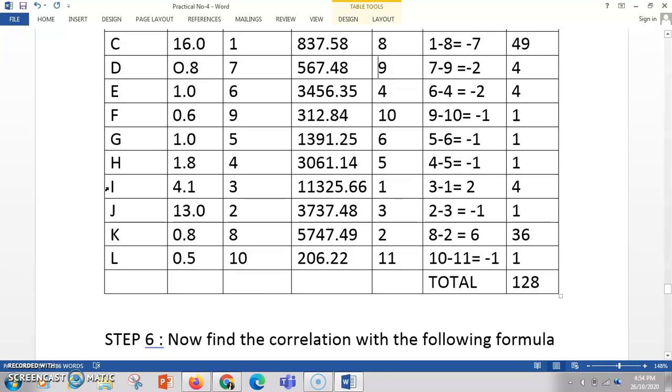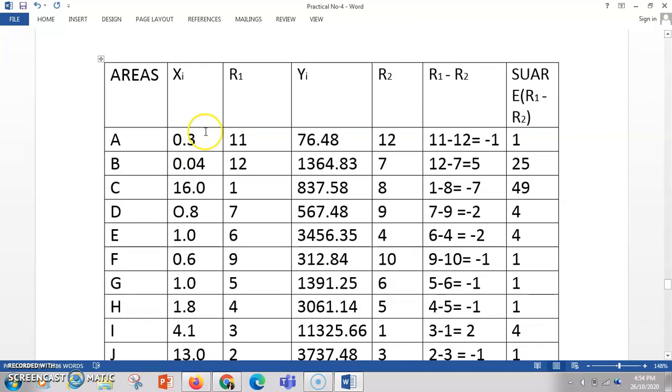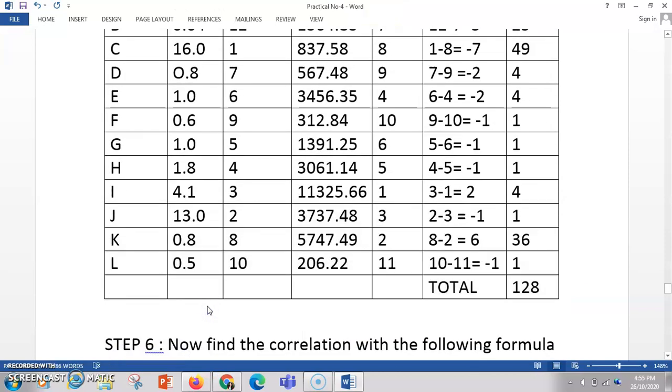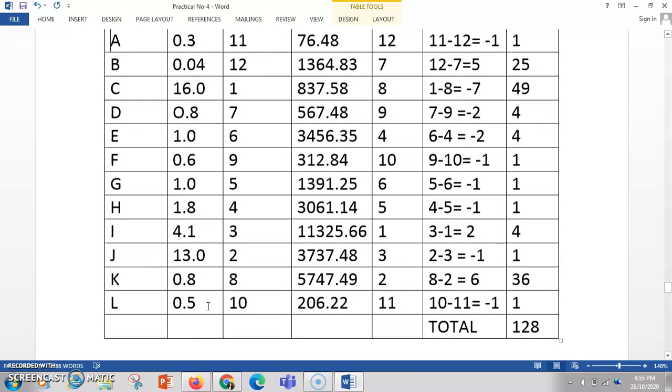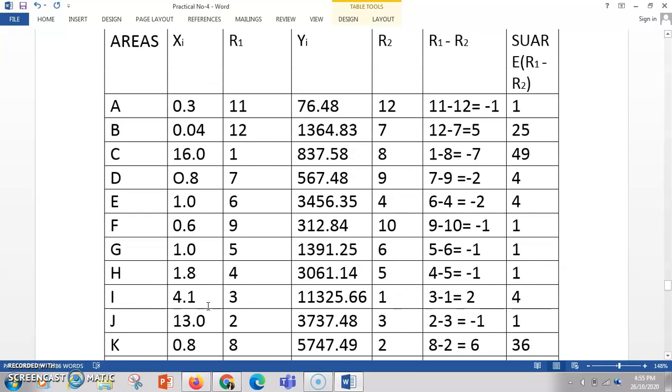Okay, now you can see that the XI, that is area under permanent vegetation or cultivation. So this is XI. The highest value here is 16.0. So I have ranked it 1. Okay. The second highest value is 13.0. So I have ranked it 2. Now the third highest value is 4.1. So I have ranked it 3. So this is how I have ranked the values here. Okay. Likewise, I have given the values. The last value, the lowest value, is 0.04. So because of that, I have ranked it for the last number, that is 12. We have a total of 12 entities.